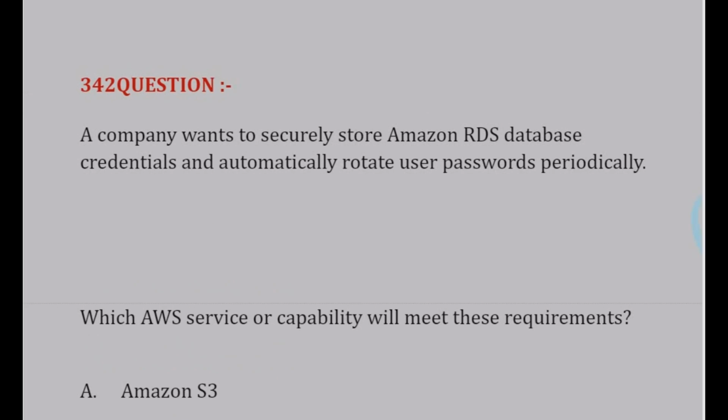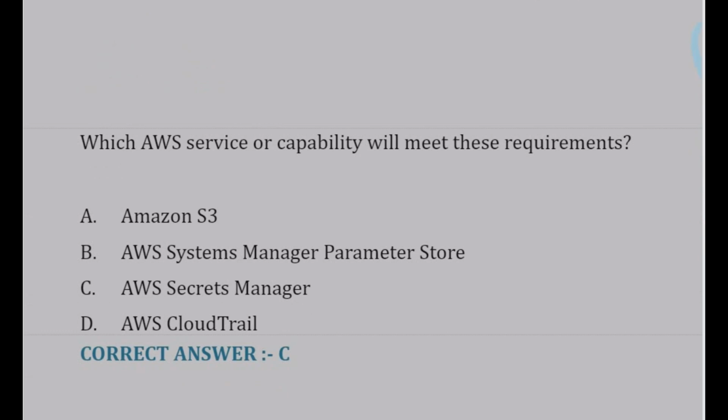Question is, a company wants to securely store Amazon RDS database credentials and automatically rotate user passwords periodically. Which AWS service or capability will meet these requirements? Option A, Amazon S3. Option B, AWS Systems Manager Parameter Store. Option C, AWS Secrets Manager. Option D, AWS CloudTrail. Correct answer is option C.